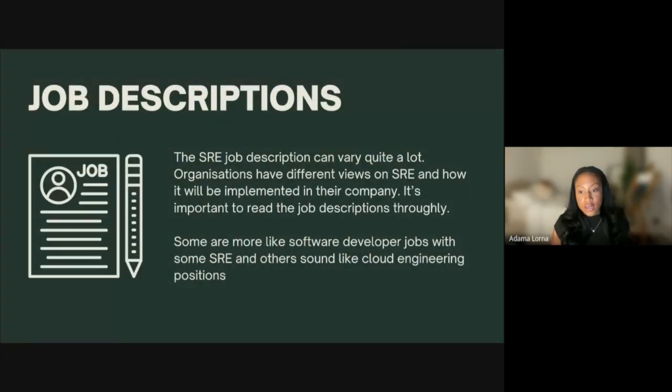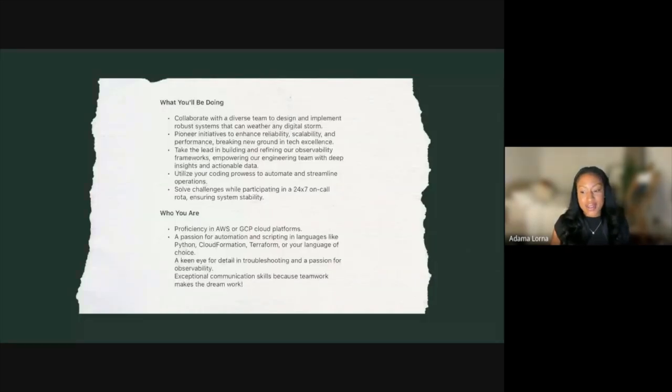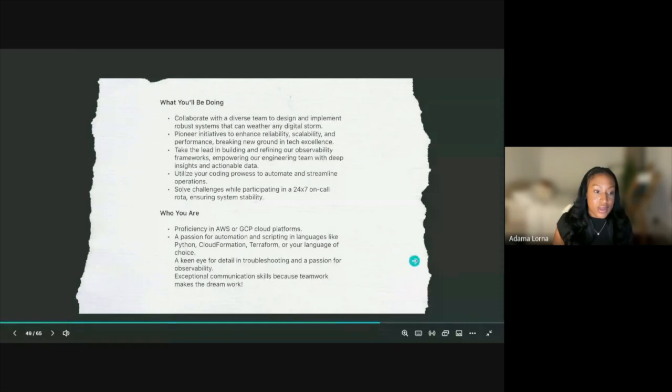So the first thing you're going to get hit with when you're applying for SRE jobs is the job description. And as I've alluded already, they vary quite a lot. And I'm going to show you some of them actually so you can see how they vary and how you can make sure that you're applying for a job that you actually want to do versus something else where they actually want a Python developer with SRE sprinkled on top, but they don't want to say it. So here is one that we can look at now.